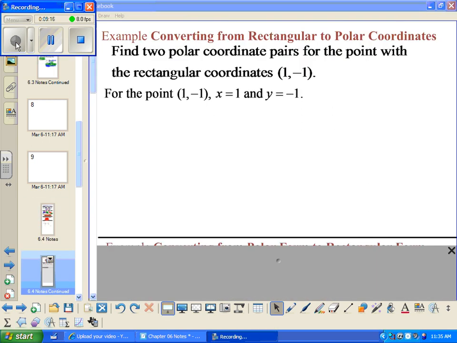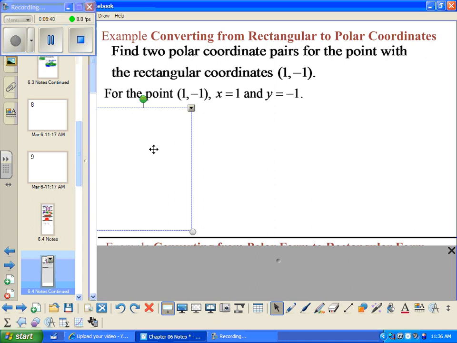On this next example here, we'll convert from rectangular to polar. Find 2 polar coordinate pairs for the point with rectangular coordinates 1, negative 1. So we're actually asked to find 2 polar coordinate pairs for the same point. So when we're given the point 1, negative 1, we know x equals 1 and y equals negative 1.